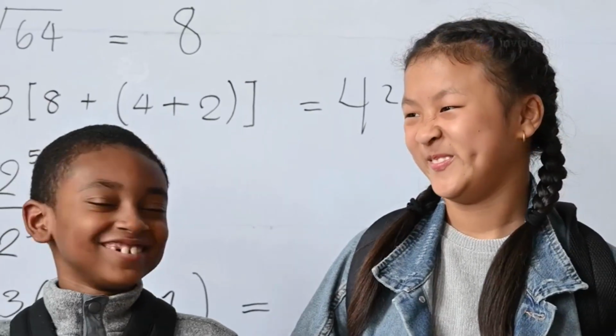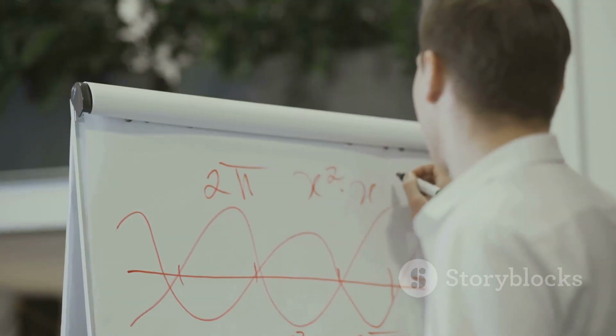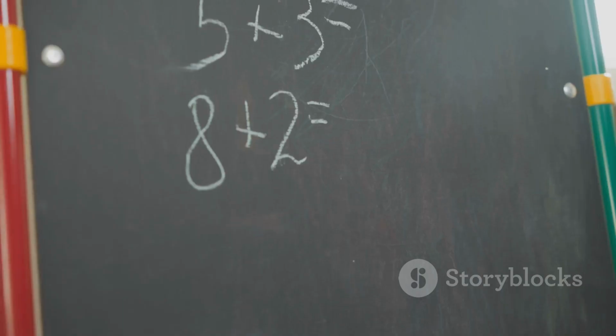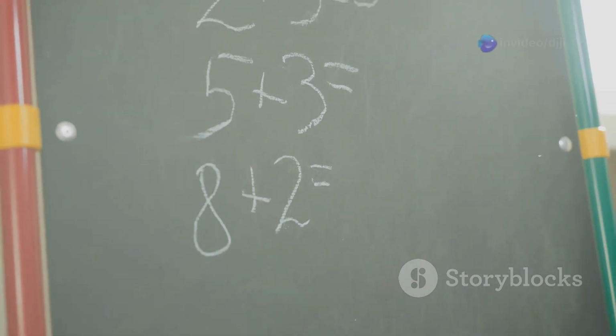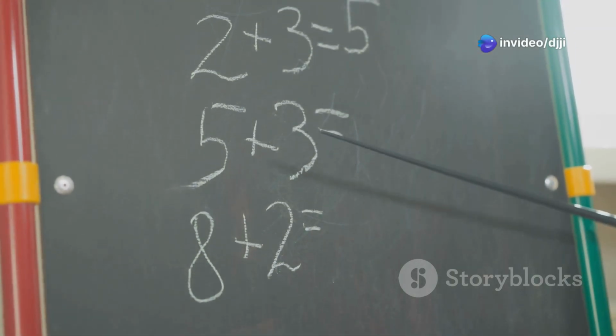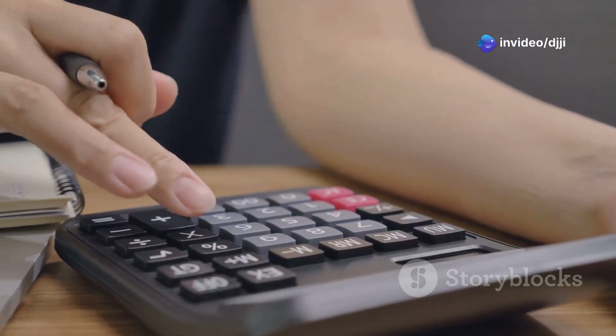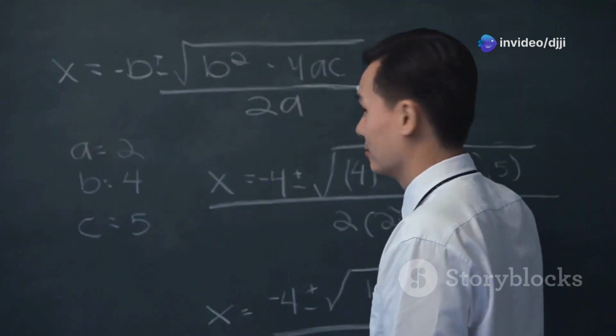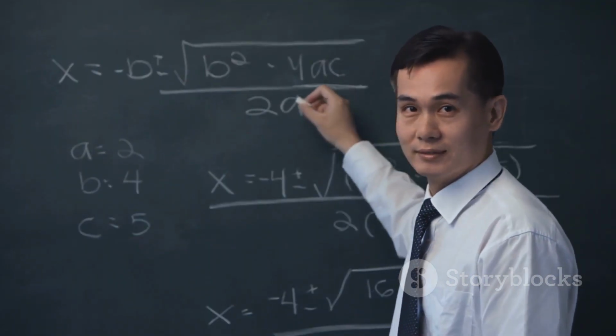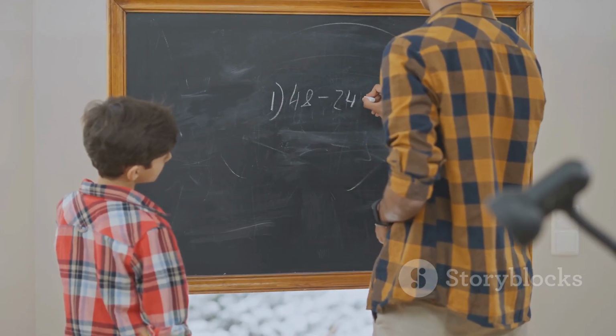Next, let's try this next question: solving for x, 3 times the square root of x equals 12. To solve for x in the equation 3 times the square root of x equals 12, follow these steps. Step 1. Divide both sides by 3. The square root of x equals 12 divided by 3, which simplifies to the square root of x equals 4.